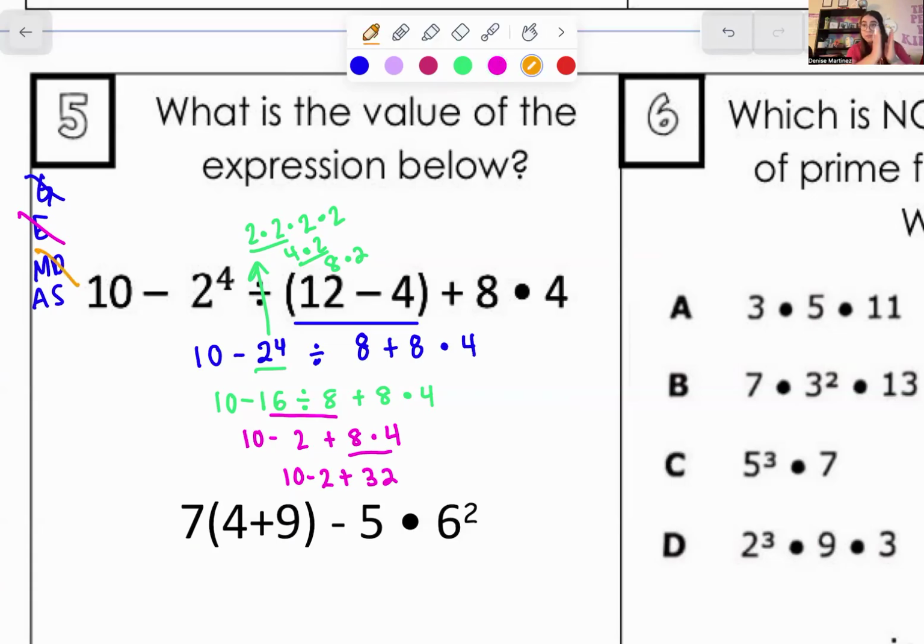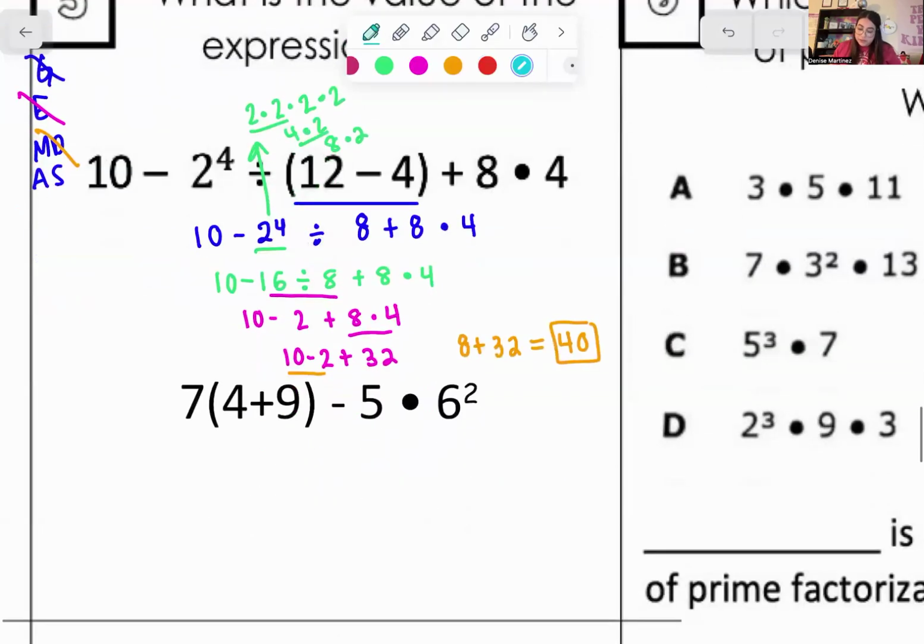And now I'm going to go from left to right with adding and subtracting. Remember, it's whatever we see first, not adding first all the time. So I see 10 minus 2, and 10 minus 2 is 8. So 8 plus 32, we get 40. So that is my answer. And I would recommend when we're doing order of operations, I would recommend you solve it twice. Because if you get a different answer the second time, then that means you went out of order of operations somewhere. All right, let's do the next GEMDAS.